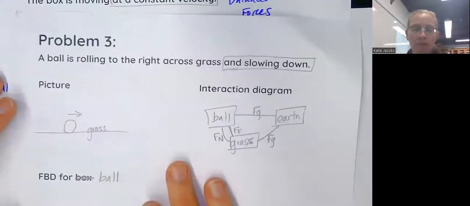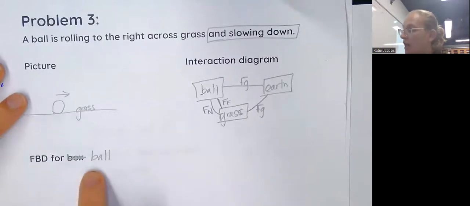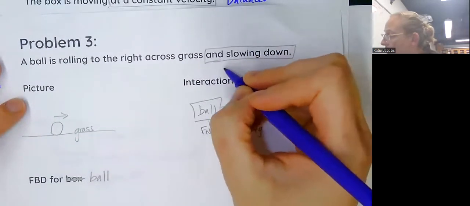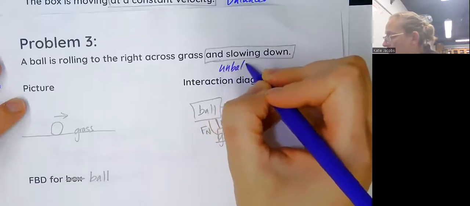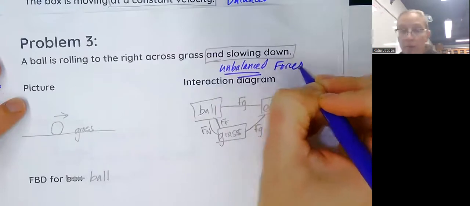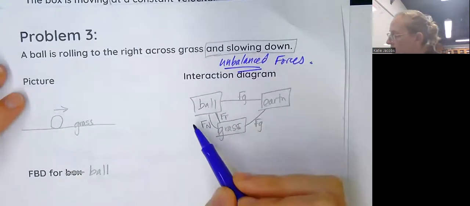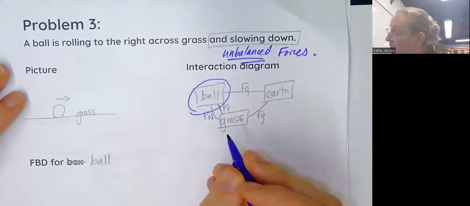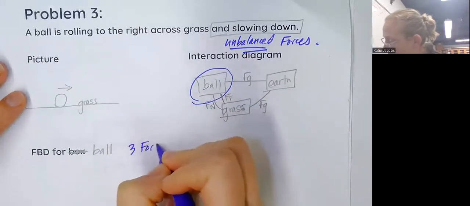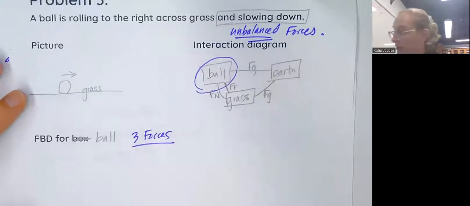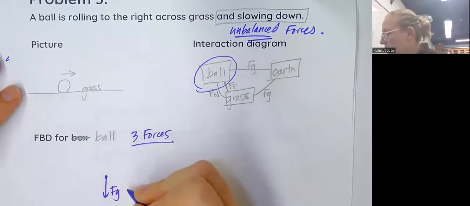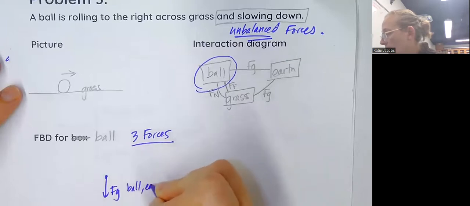Our last problem, we're drawing a free body diagram for a ball that is moving to the right and slowing down. Okay, this is huge. It has to have unbalanced forces if it's slowing down. I circle my ball. There are 3 forces acting on it. So I should only have 3 forces when I draw my free body diagram. Start with FG, on the ball, by the earth.